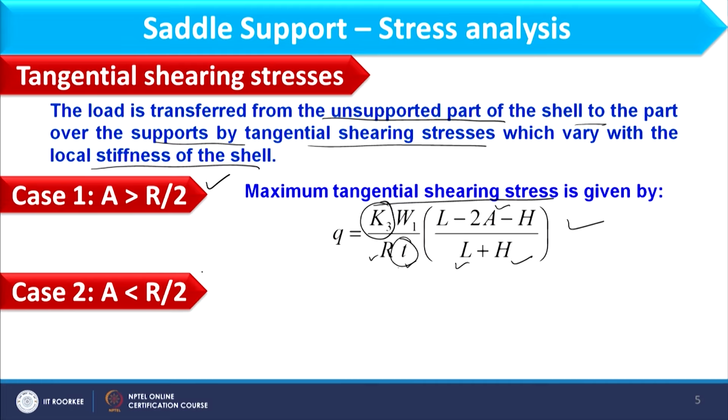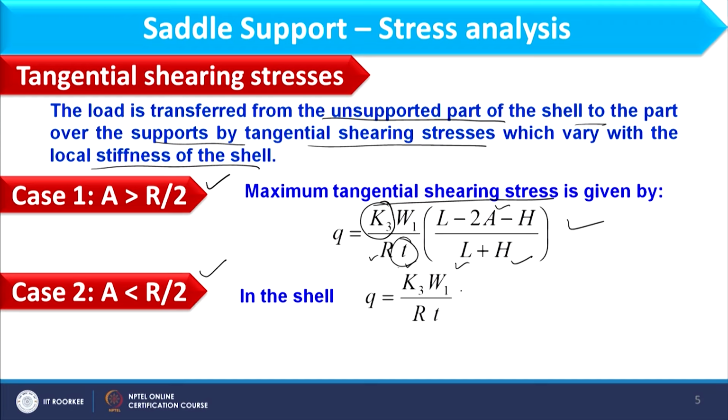Now, the second case I am having is if A is less than R by 2. It means the saddle is close to the end or close to the head. So, in that case I am having two sections. When A is less than R by 2, the saddle is close to the end, and at that point we will consider stress in the shell as well as that in the head. So, here we have two sections, shell as well as head.